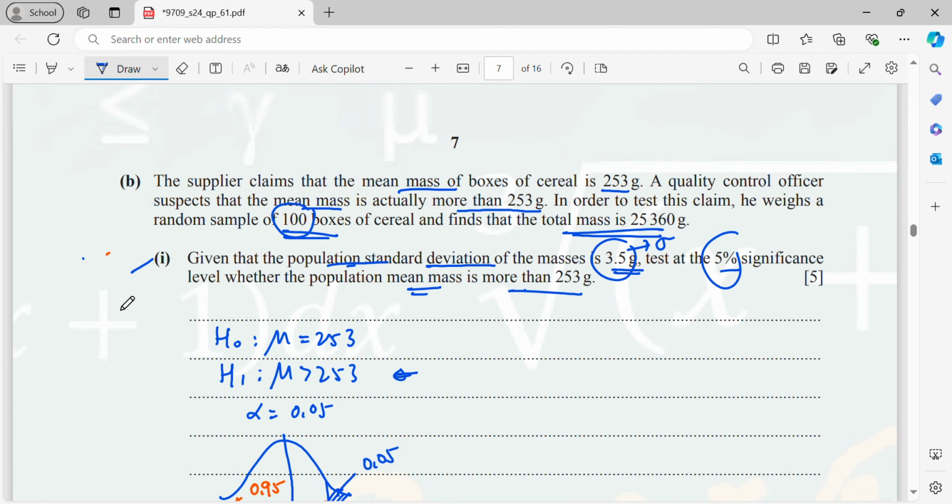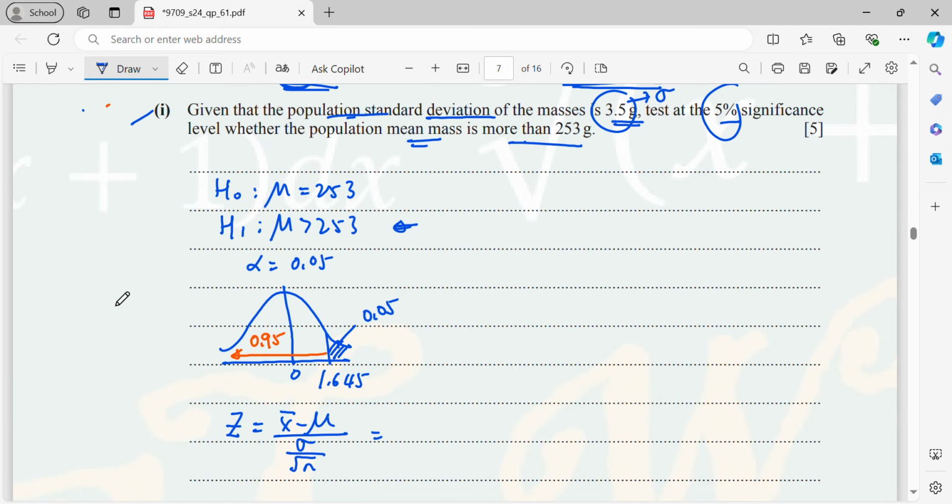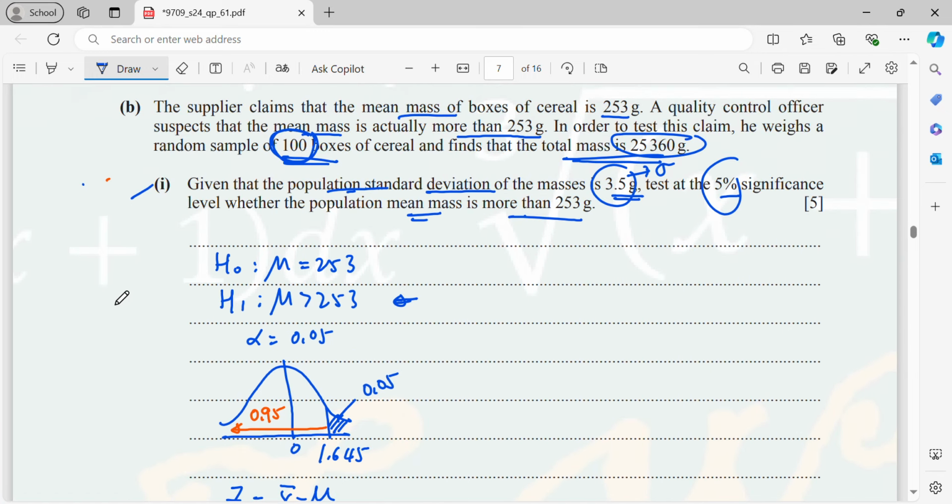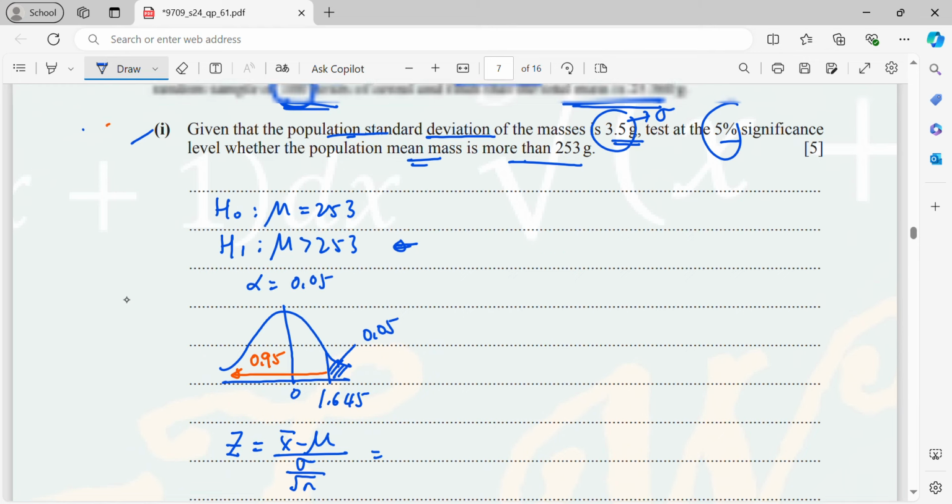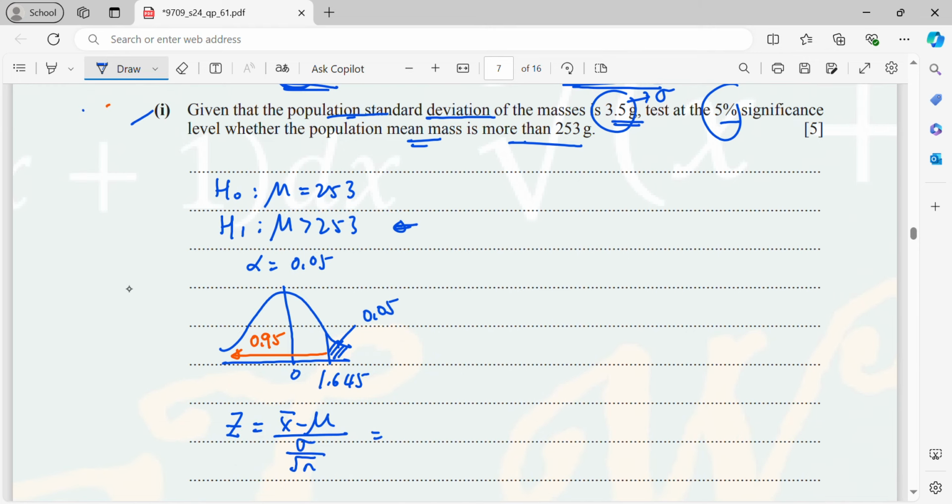X bar, okay, now look at here. You are given the total mass. Then the mean, the n is 100. So the x bar is basically summation x over n. So I will copy the total mass, 25360 over n is 100. So when you divide, this becomes the x bar.